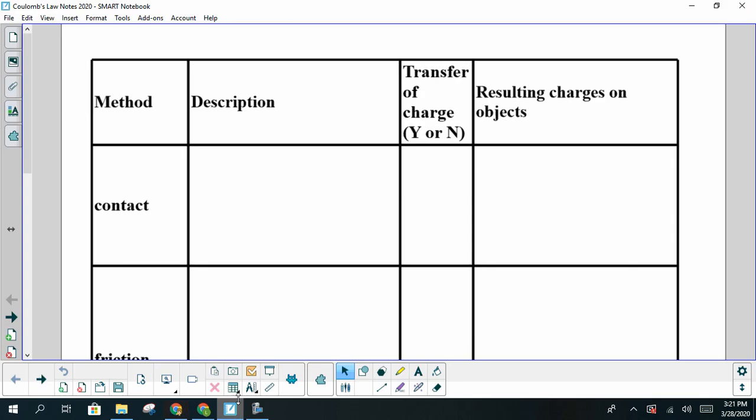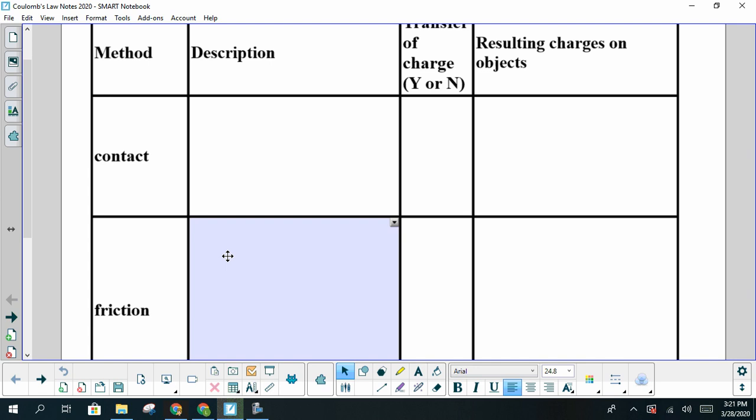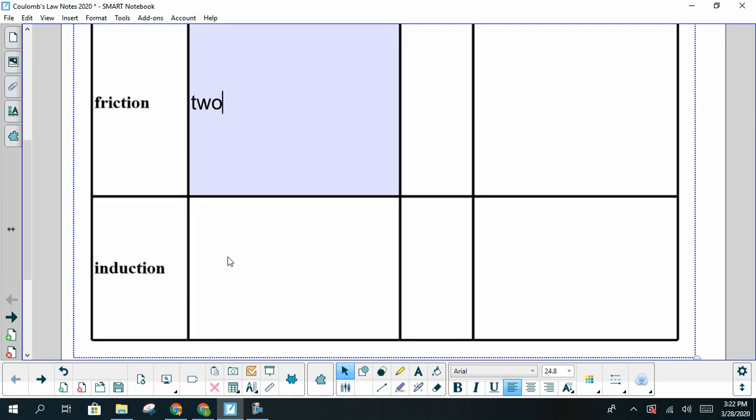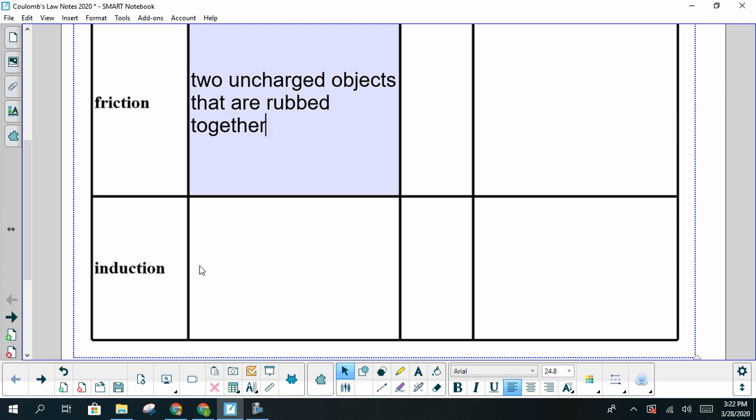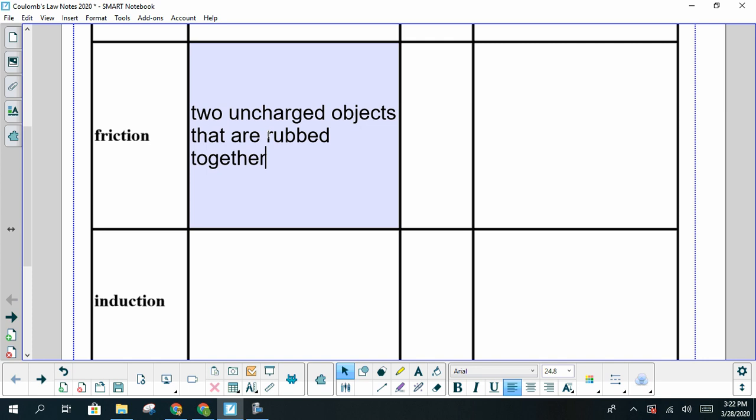If we go back to this table, we're going to start looking at this row called friction. So this is what happened when you rubbed two objects together or you pulled the tape up off the table. So let's write a description down. This is going to be two uncharged objects that are rubbed together. And if you want to make a couple of notes here, that would be excellent. Maybe you could write in that this was the balloon rubbed on the wool or the tape pulled up from the table. So we have two uncharged objects that are rubbed together.